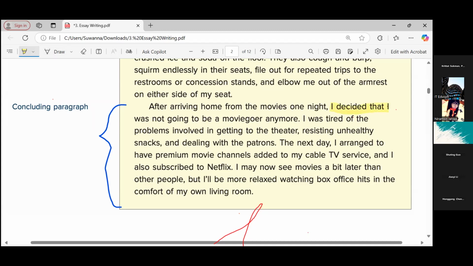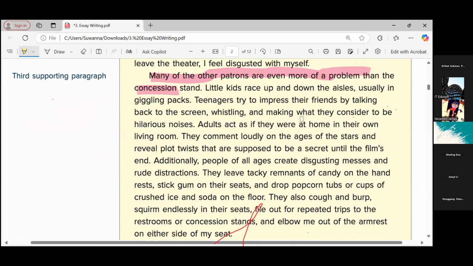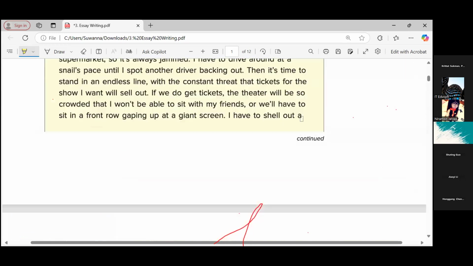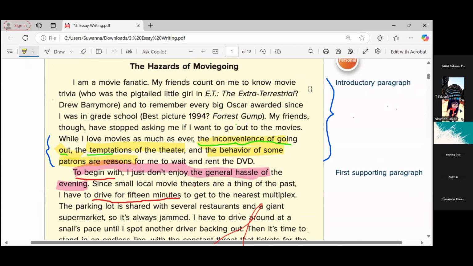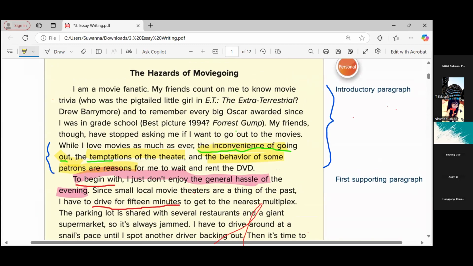I decided that I was not going to be a moviegoer anymore. Yeah, this is the restatement of the thesis. You can refer back to the introduction. Let's see. Right, you see? Why I love movies as much as ever. The convenience of going out, the temptation of the theater, the behaviors of some patrons are reasons for me to wait and rent the DVD.